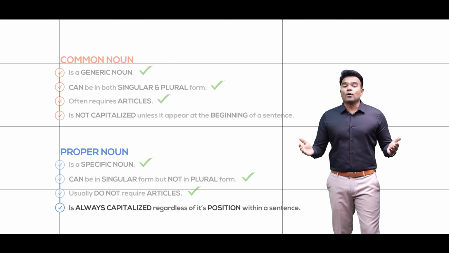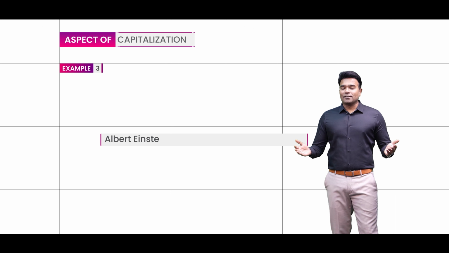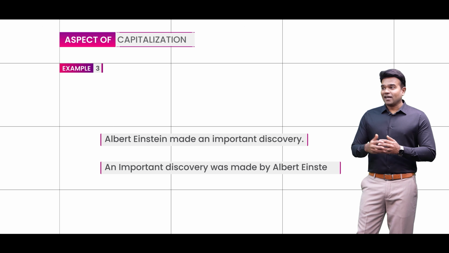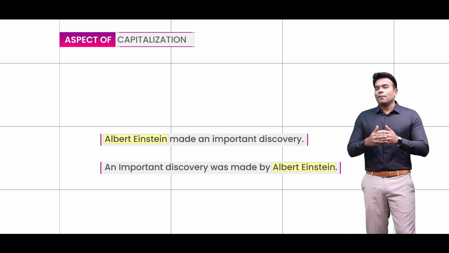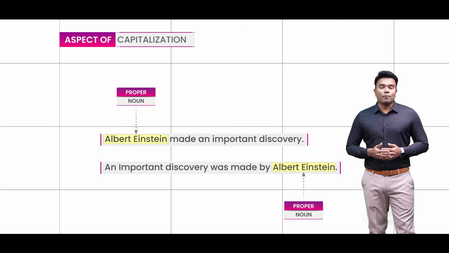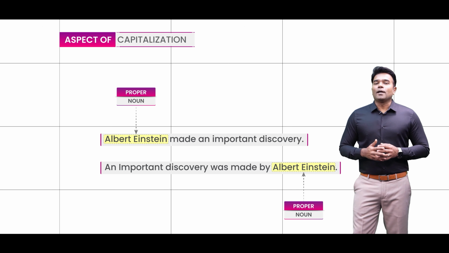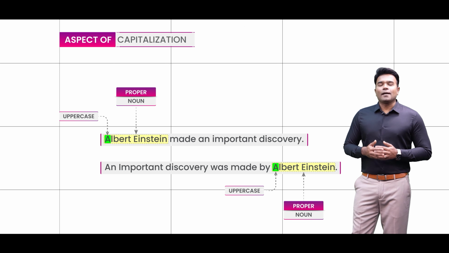But what I also want you to understand here is that proper nouns are always going to be starting with capital letters wherever they are present in the sentence. Well, what I mean to say is that have a look at this sentence. Albert Einstein made an important discovery. And then have a look at this sentence. An important discovery was made by Albert Einstein. Well, I am sure that you realize that in both of these sentences, the word Albert Einstein refers to a particular person and hence is categorized as the proper noun. But I am sure by now you are also noticing that irrespective of where Albert Einstein comes, whether at the beginning or at the end of the sentence, the proper noun is always capitalized. You can notice that in both the cases, the letter A is capital irrespective of the position at which the proper noun is present in the sentence.